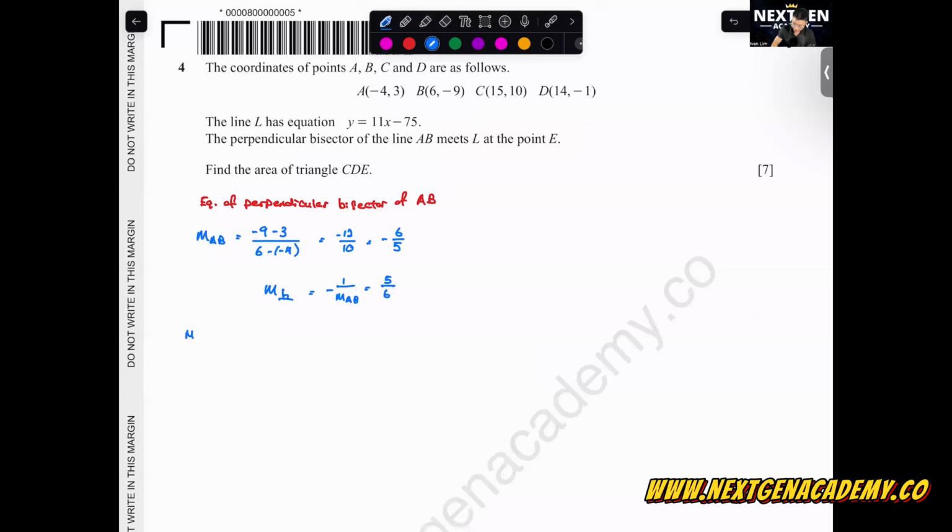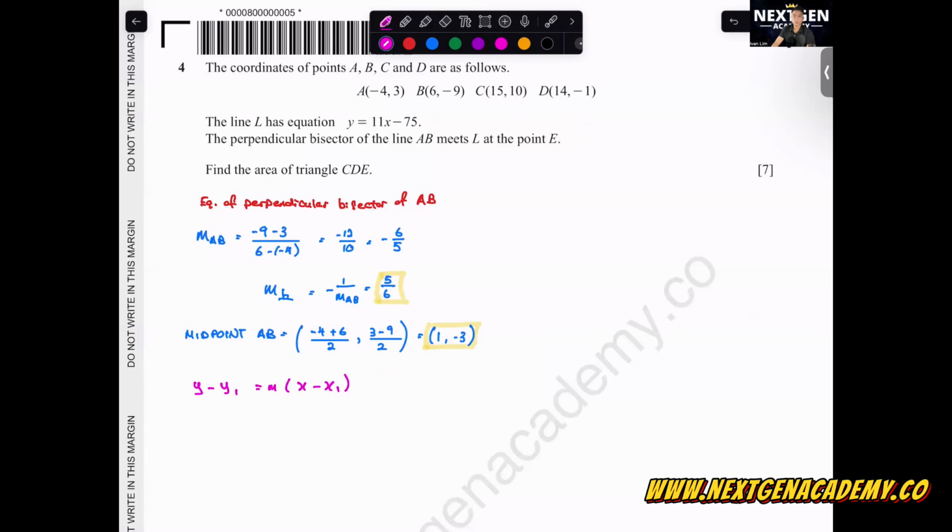Then the next one, let's find the midpoint of AB. The midpoint of AB will be minus 4 plus 6 over 2, 3 minus 9 over 2. We will get 1, negative 3. Okay, so which points do you want to use? You want to use this M, and this one is your midpoint. Now we substitute into y minus y1 equals m times x minus x1.